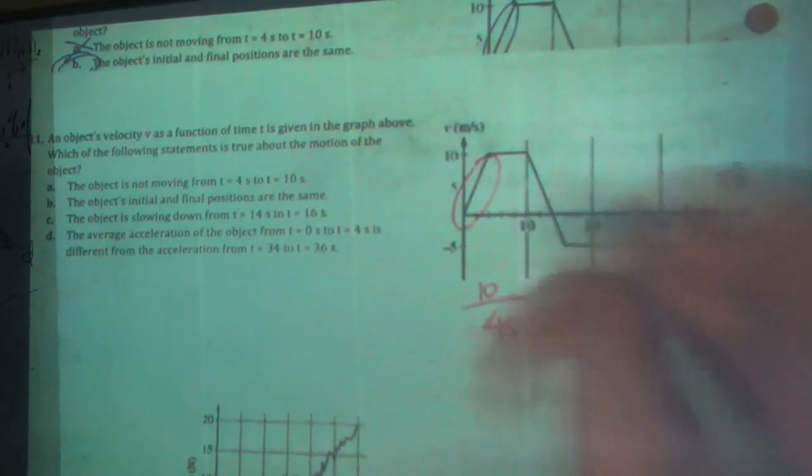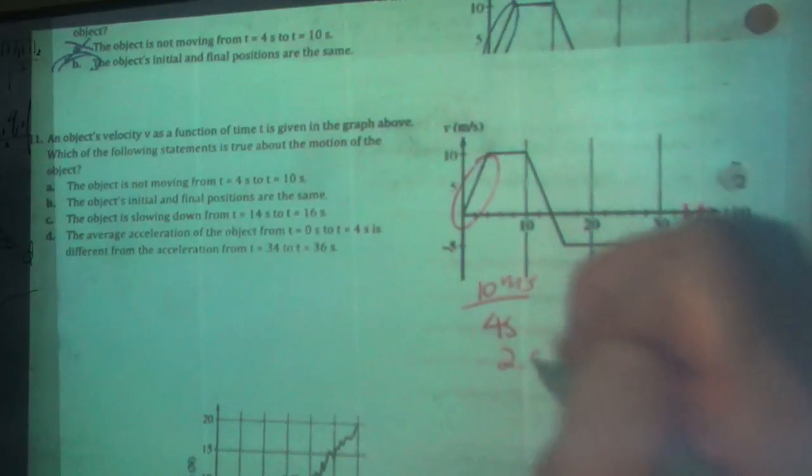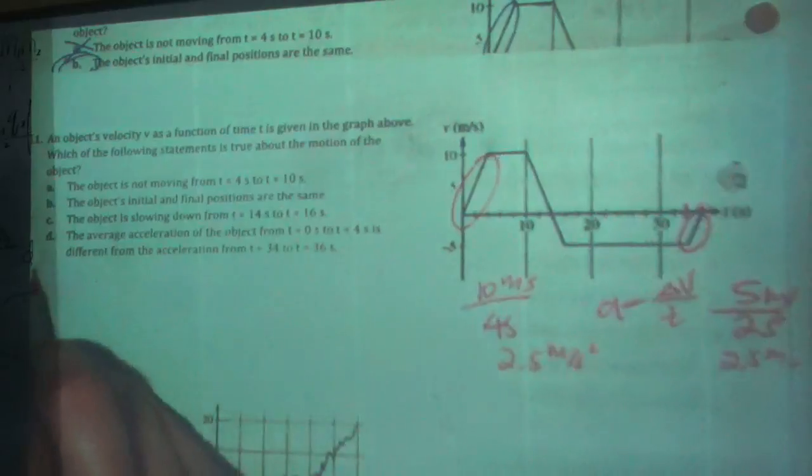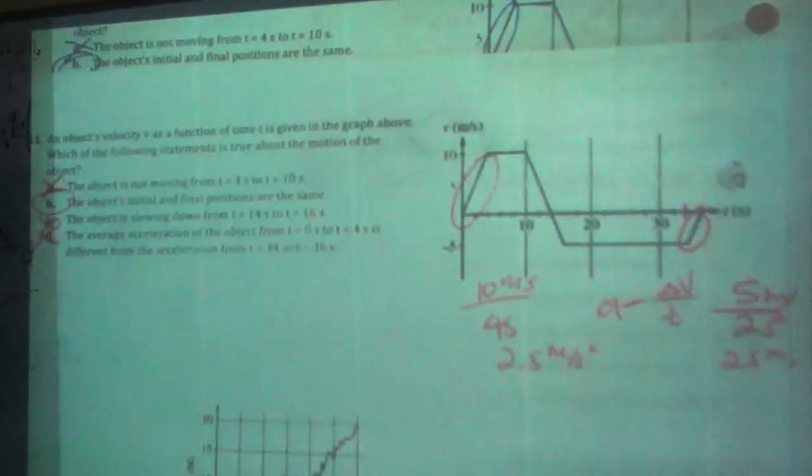So for both of these, we are getting 2.5 meters per second squared, which means that D is not correct because they are not different accelerations. So we've already crossed off A and C, and then B is what's left.